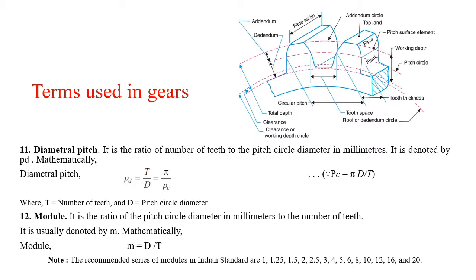Now next, module is equal to. Module is the ratio of pitch circle diameter in millimeters to the number of teeth. Mathematically, it is represented by M is equal to D by T. Previously we have seen diametral pitch is the ratio of T by D. Here module is the ratio D by T. Now this ratio module is equal to D by T, or it can be said to be the reciprocal of the diametral pitch.